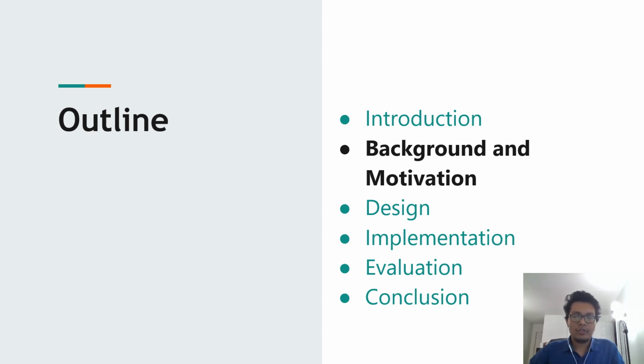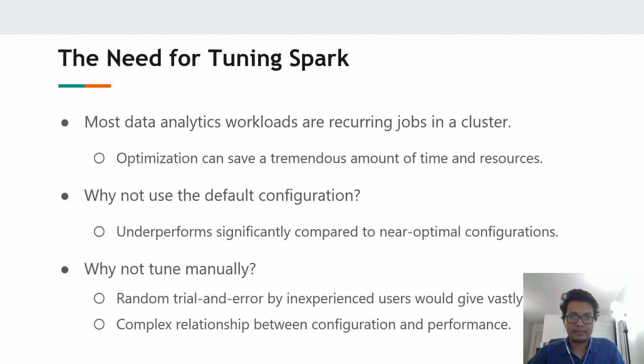So now we go over the background and motivation of ROBOTune. What is the need for tuning Spark? Most data analytics workloads are recurring jobs in a cluster. Thus, optimization can save a tremendous amount of time and resources. One can ask, why not use the default configuration? Because it underperforms significantly compared to near-optimal configurations, it is suboptimal to do so.